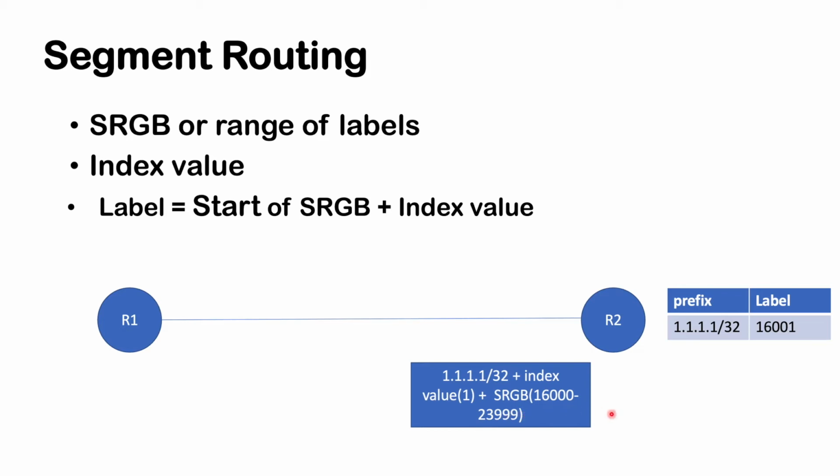So what I'll do is create a forwarding table where the prefix would be associated with a label, and the label value would be 16,000, the base value of the segment routing global block, plus the index value which is advertised by router 1. So that is how the forwarding table is calculated in segment routing.